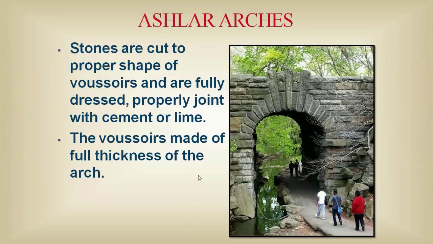Next is the ashlar arches. Basically, this type of arch is used for superior works. They are built with stone blocks dressed to the proper shape of the voussoir. To determine the shape of the voussoir, the arches are set on a horizontal platform and the shapes of the voussoirs are marked. Ashlar stone arches are built as flat arches in which joints are radial, as you can see in the figure also.